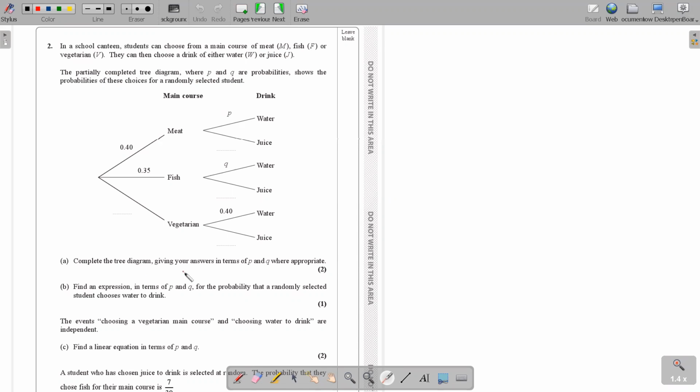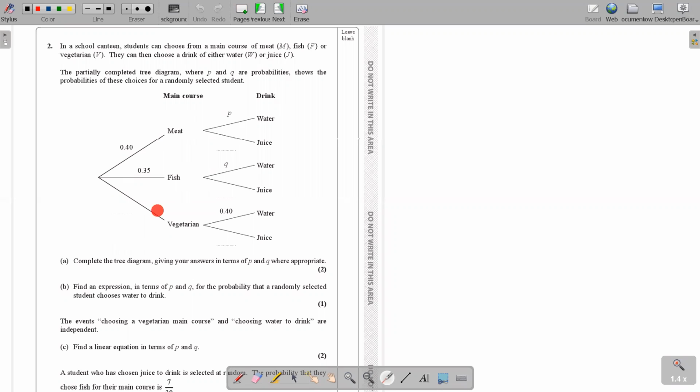Complete the tree diagram, giving your answers in terms of P and Q where appropriate. Right, so now you can see in this tree diagram, let's consider the first branch. The first section has how many branches? The first section has 3 branches.